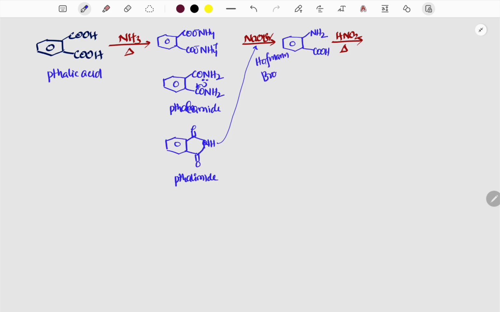Hofmann bromamide reaction. And it is also called anthranilic acid.